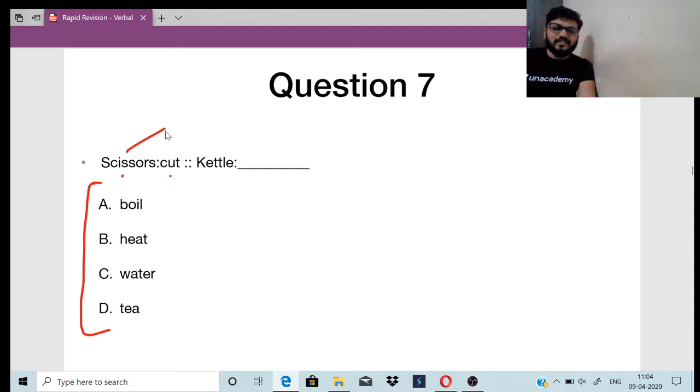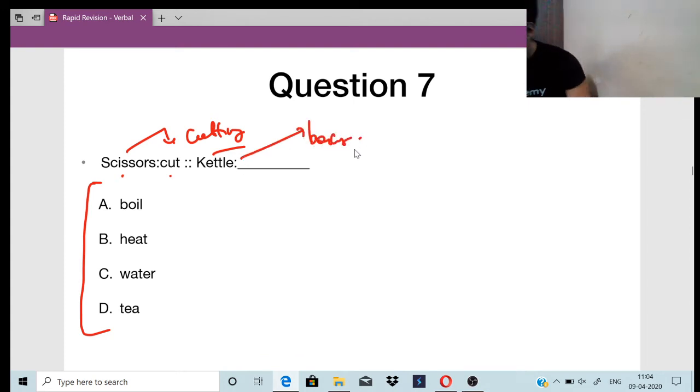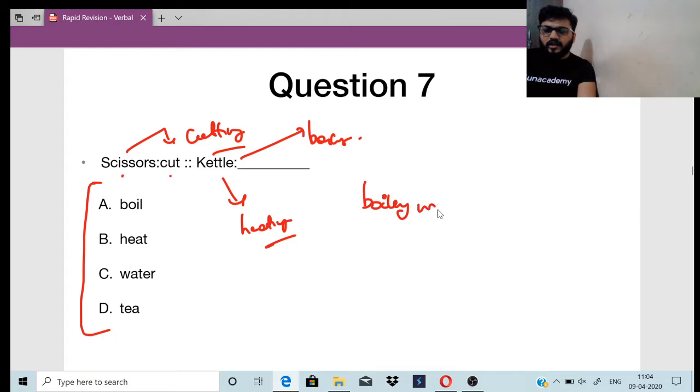So, scissors is something we use for cutting. And kettle is something we use for boiling. Or is it heating? So, tell me the difference here. Kettle is used for boiling water or for heating water.